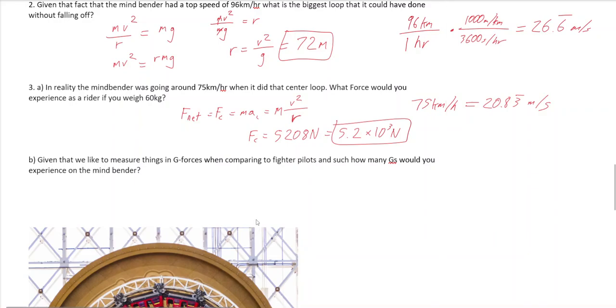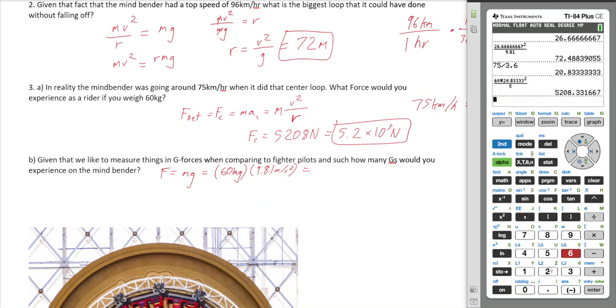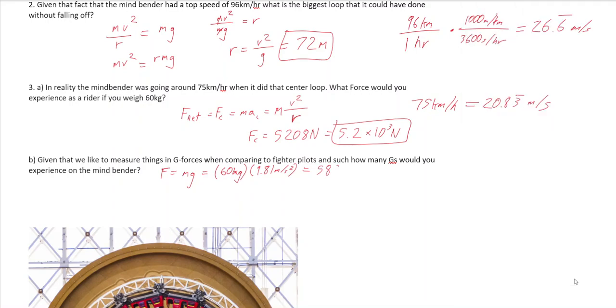Okay, so normally, how many G's do you experience? Well, normally you get mg, right? So in this example, that would be 60 kilograms times 9.81 meters per second squared. So in a normal case, 60 times 9.81, so about 600. Oh yeah, this is going to be nuts. 588.6 newtons, right? But in the Mindbender, we're saying that we get 5,200 newtons.